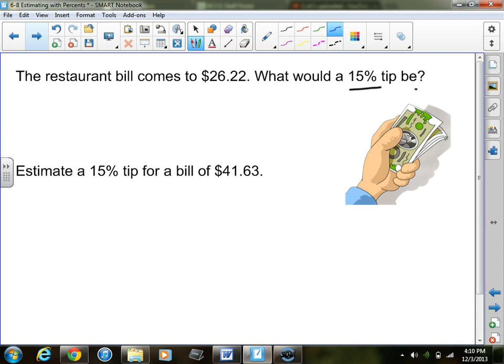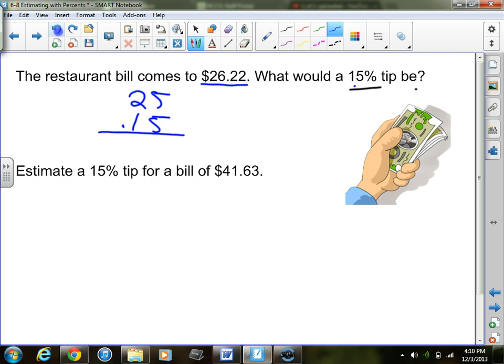So we're going to do the exact same process we did earlier. I'm going to estimate that. I'm going to round it. Well, 26.22, how about we round that to 25? That's really close to 25. And then I'm going to multiply it by 15%. So it's 0.15. I'm going to multiply that out.